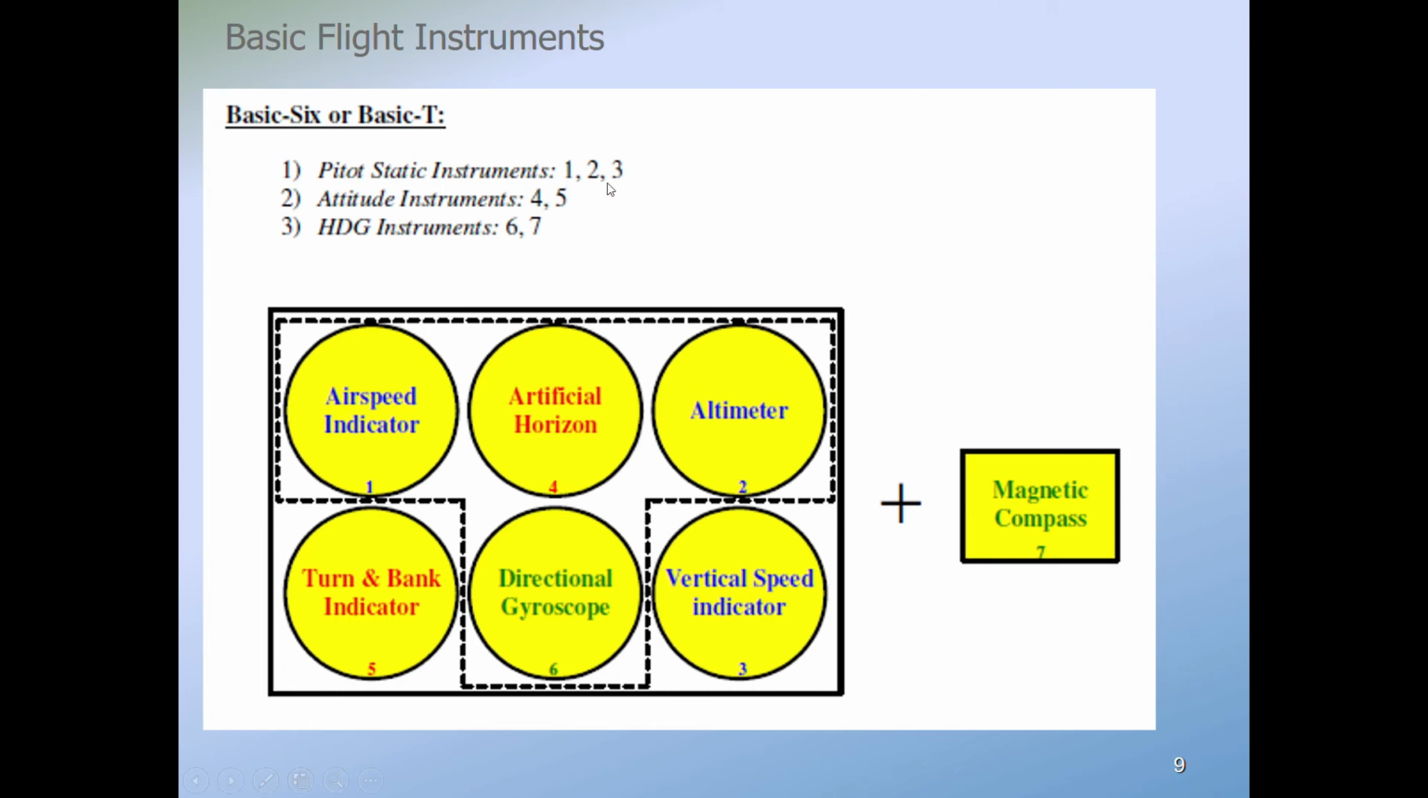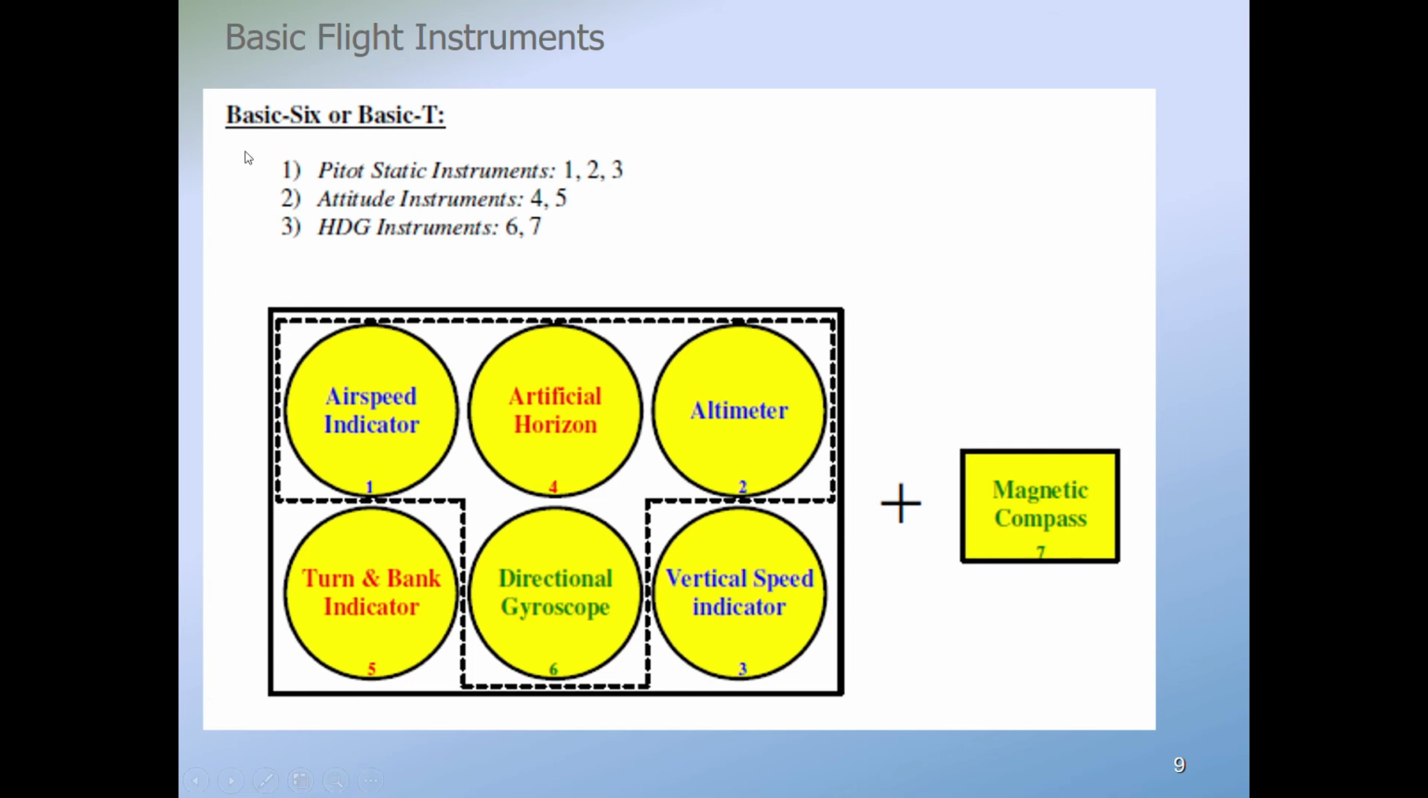It consists of 1, 2, and 3: the airspeed indicator, the altimeter, and the vertical speed indicator. So in this part, there are several pitot-static instruments inside. Then we also have attitude instruments, 4 and 5, which are the artificial horizon, 4, and the turn and bank indicator, 5, just to measure the attitude.